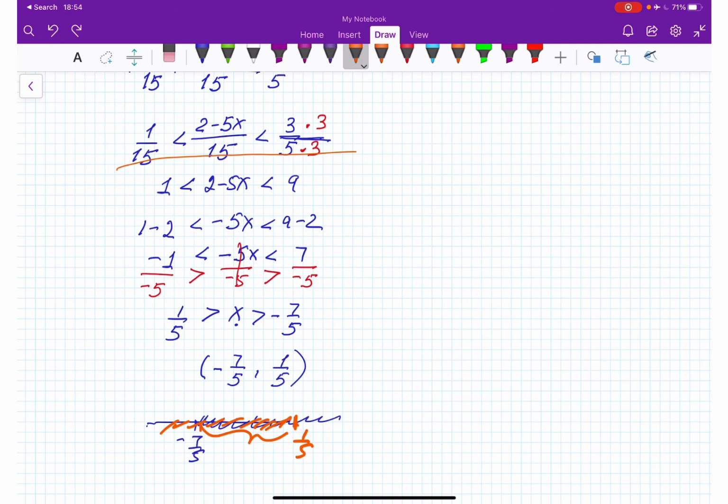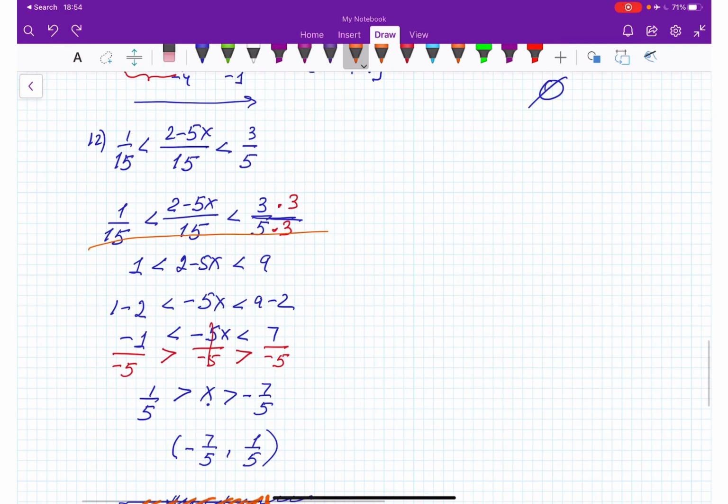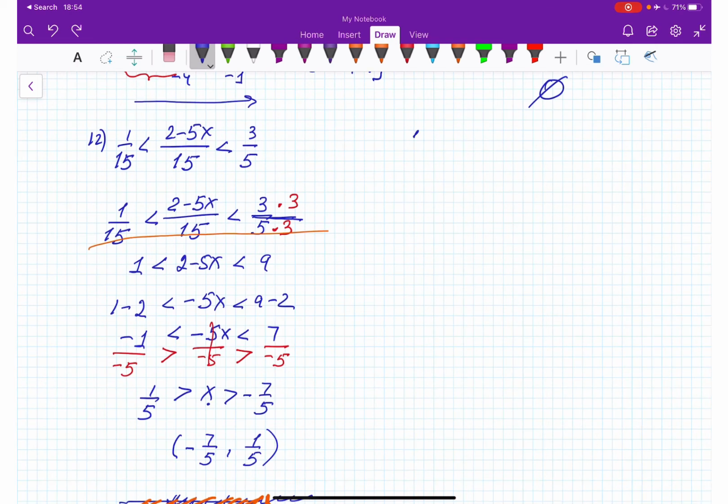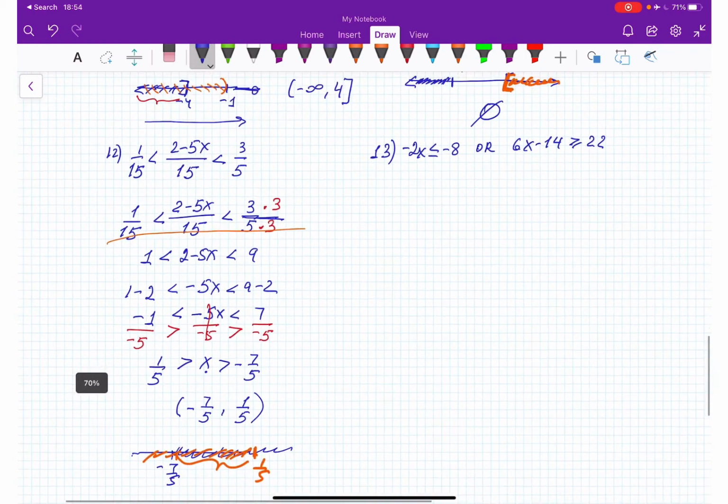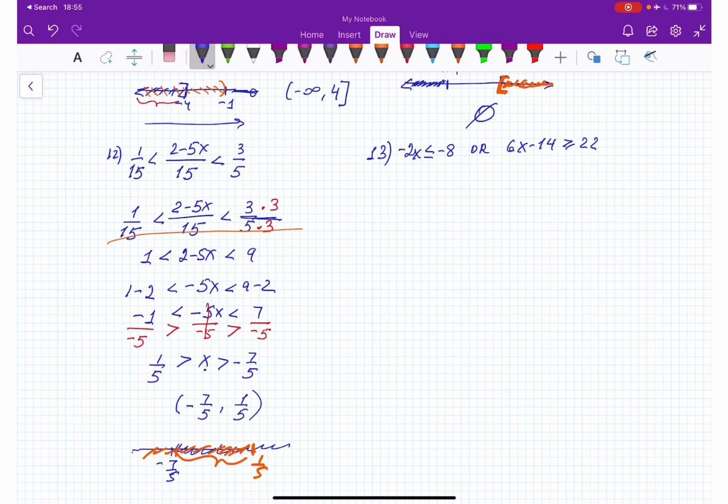Question number 13. It's going to be negative 2x less equal negative 8, or 6x minus 14 greater or equal 22. So up to now, we were solving all inequalities. It was about and. That's why we had to pick the solution that would satisfy both inequalities, yes?